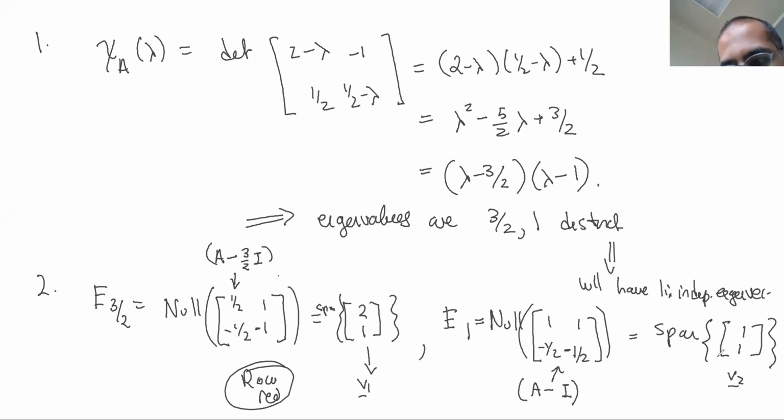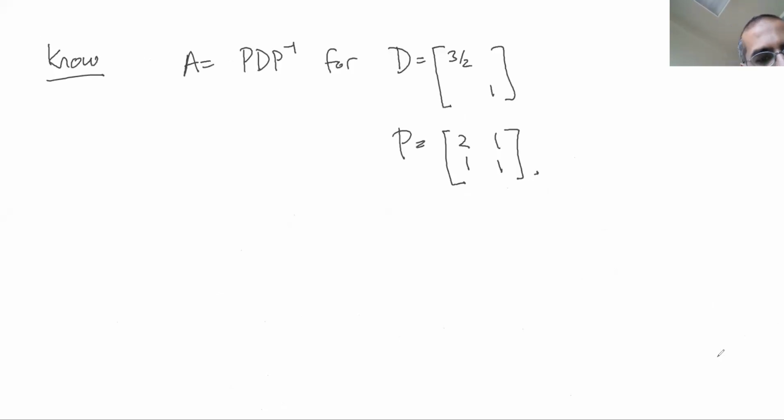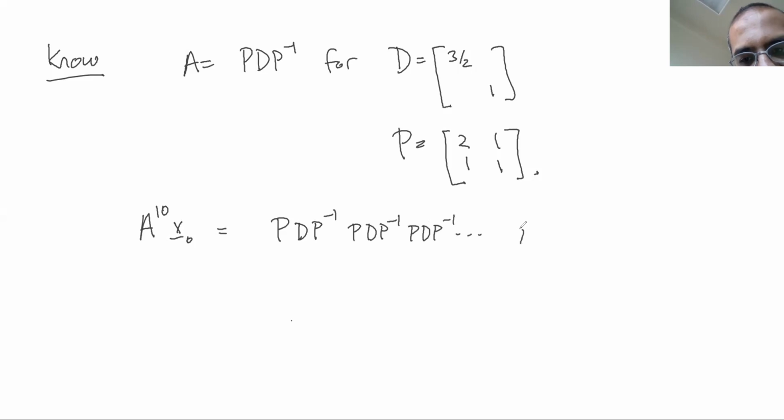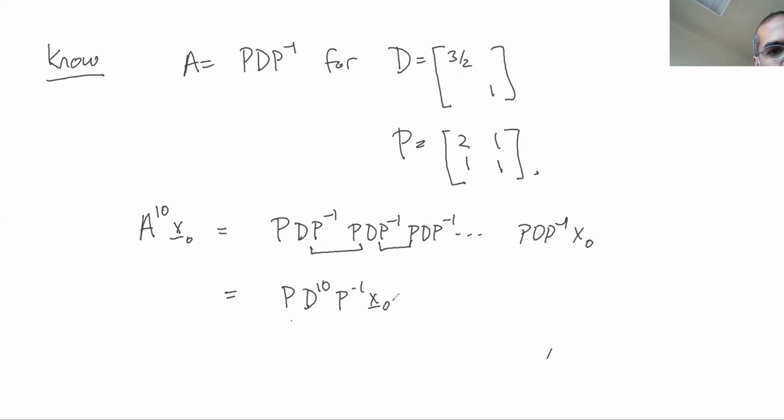Anyway, so once you have these, how am I going to compute A to the 10 times x naught? Well, that's PDP inverse times PDP inverse, 10 times, times x naught. But now watch this. All these P inverses on the inside cancel. They're just identity. So it's literally just P times D to the 10 times P inverse. This is the whole game, right? You reduced powering A to powering a diagonal matrix. And now I can calculate this.